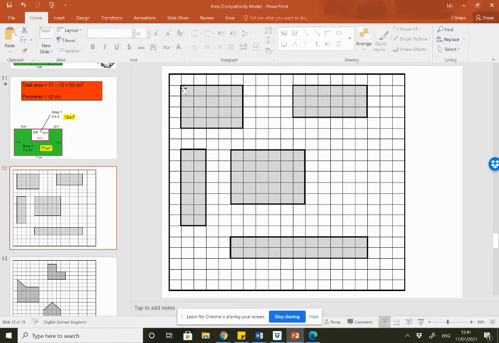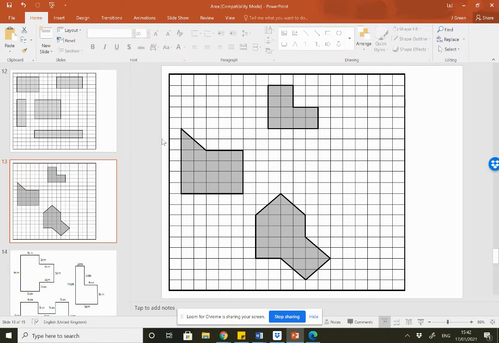If you want the shortcut way, you count how many is the length? 1, 2, 3, 4, 5. How many is the width? 1, 2, 3, 4, and you times them together. You'll get the same answer. So you can calculate the areas of these 5 shapes.